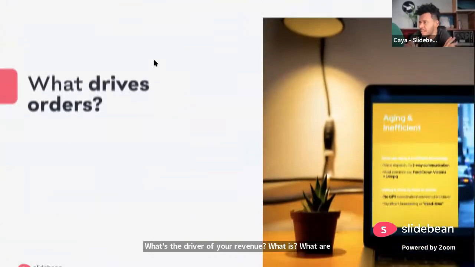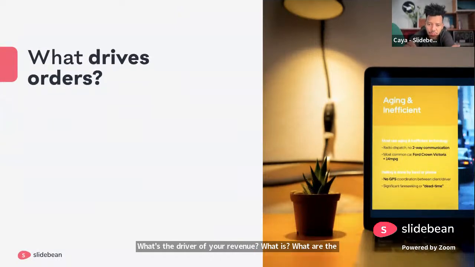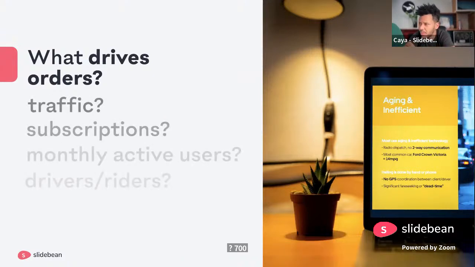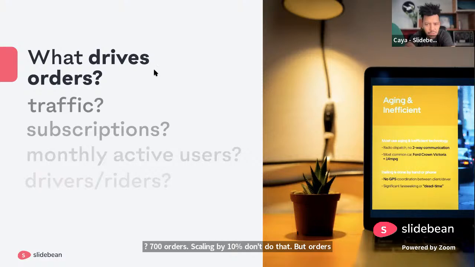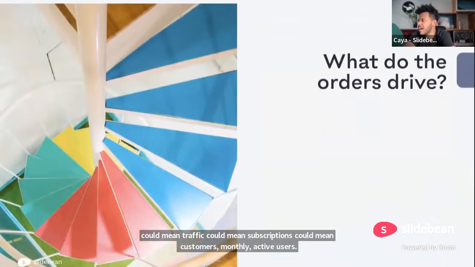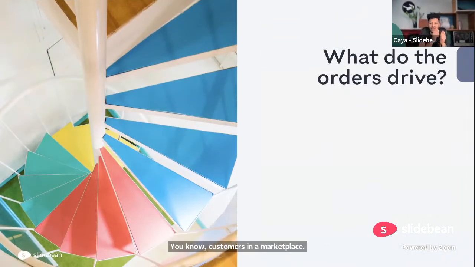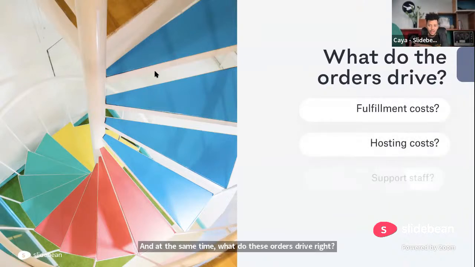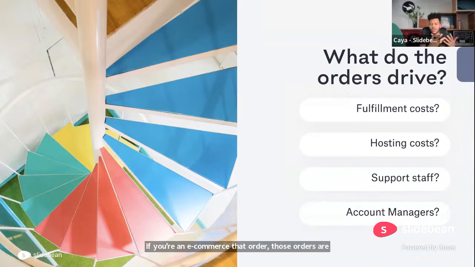Just to clarify, when I say orders, right, 700 orders scaling by 10%, don't do that. But orders could mean traffic, subscriptions, customers, monthly active users, customers in a marketplace. And at the same time, what do these orders drive? If you're in e-commerce, those orders are going to be fulfillment costs. If you're a SaaS, those orders are going to be hosting costs. The more orders you have, the more your hosting expenses are going to be.